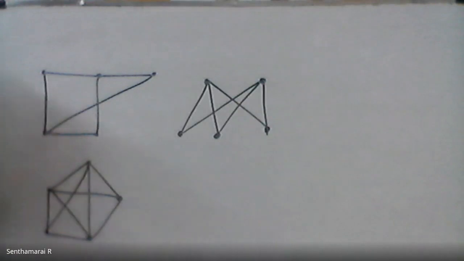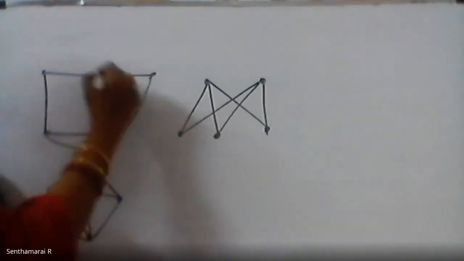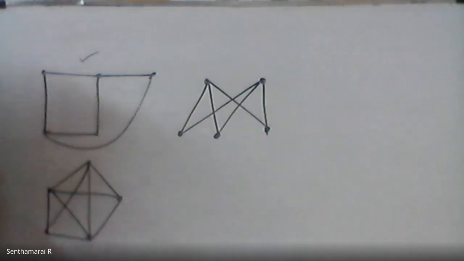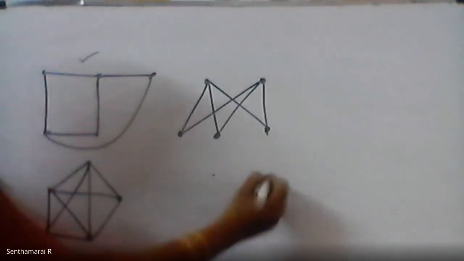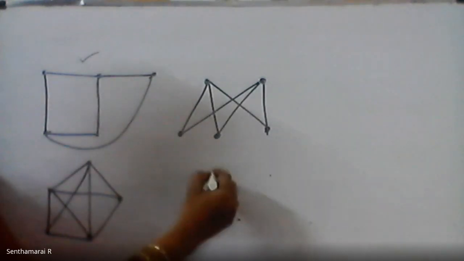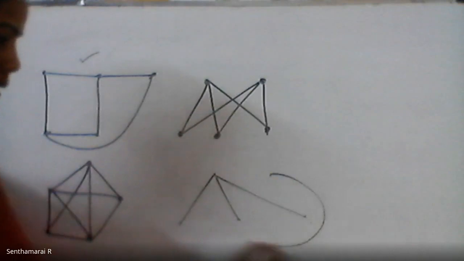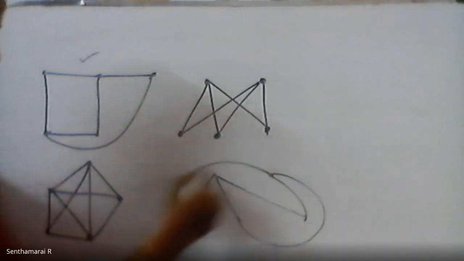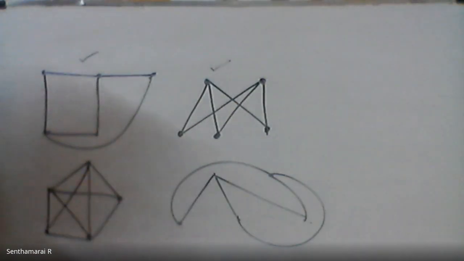Now you check whether it is possible to draw this graph without crossing of edges. Yes, it's possible. Why? Because this edge can be drawn like this. Now it is planar. Okay, what about the second one? Can you try it in another way? To draw this one, I can make it like this. So this is also planar. Is this clear?